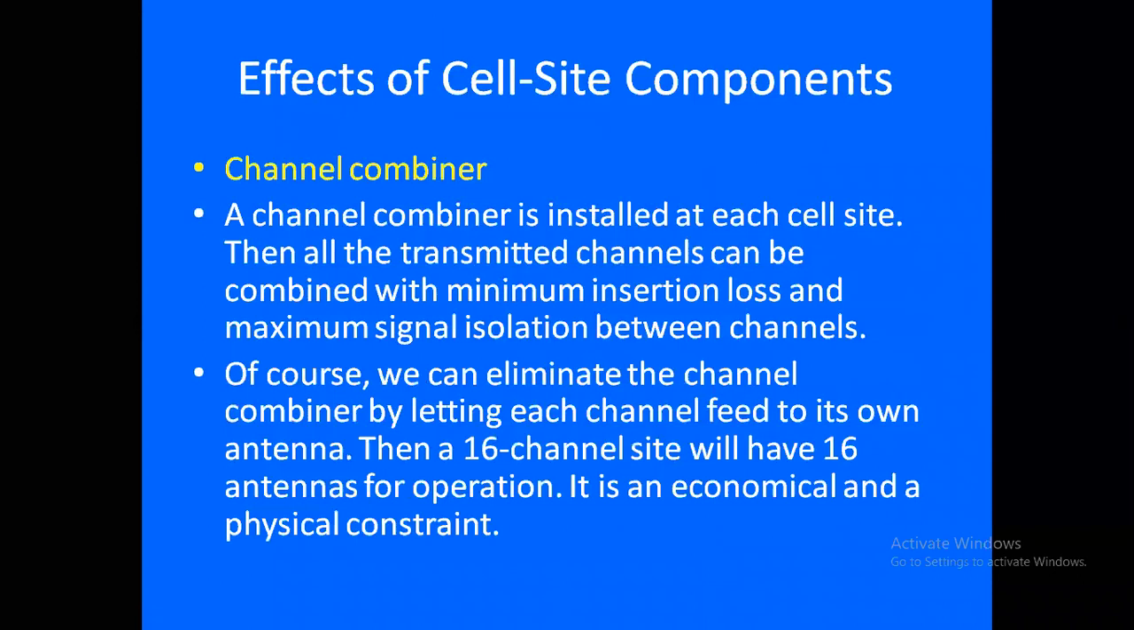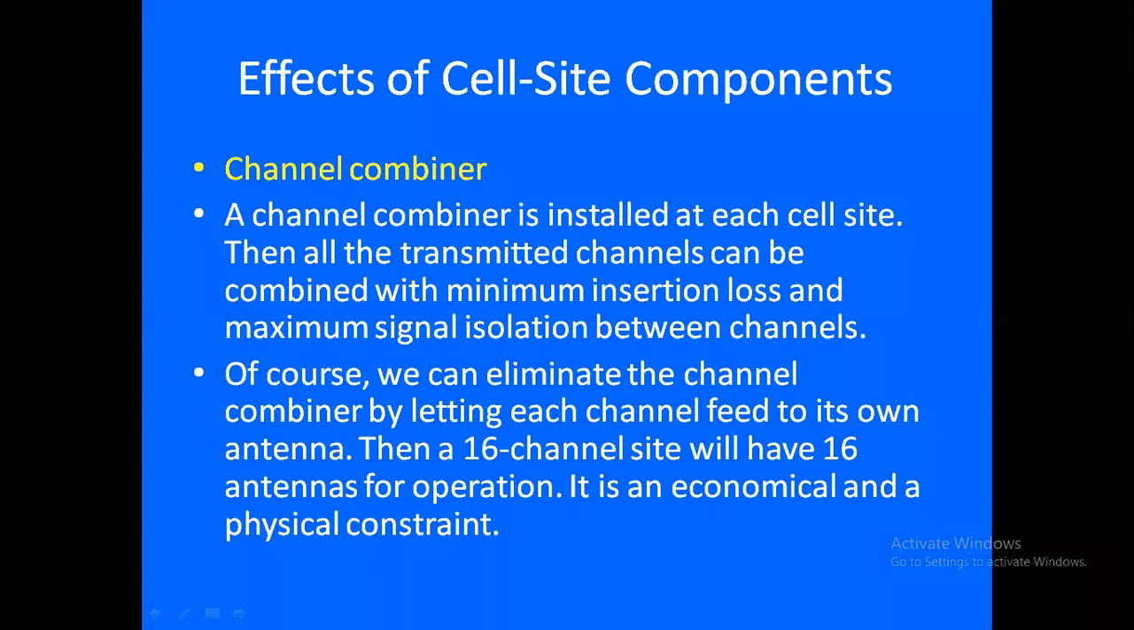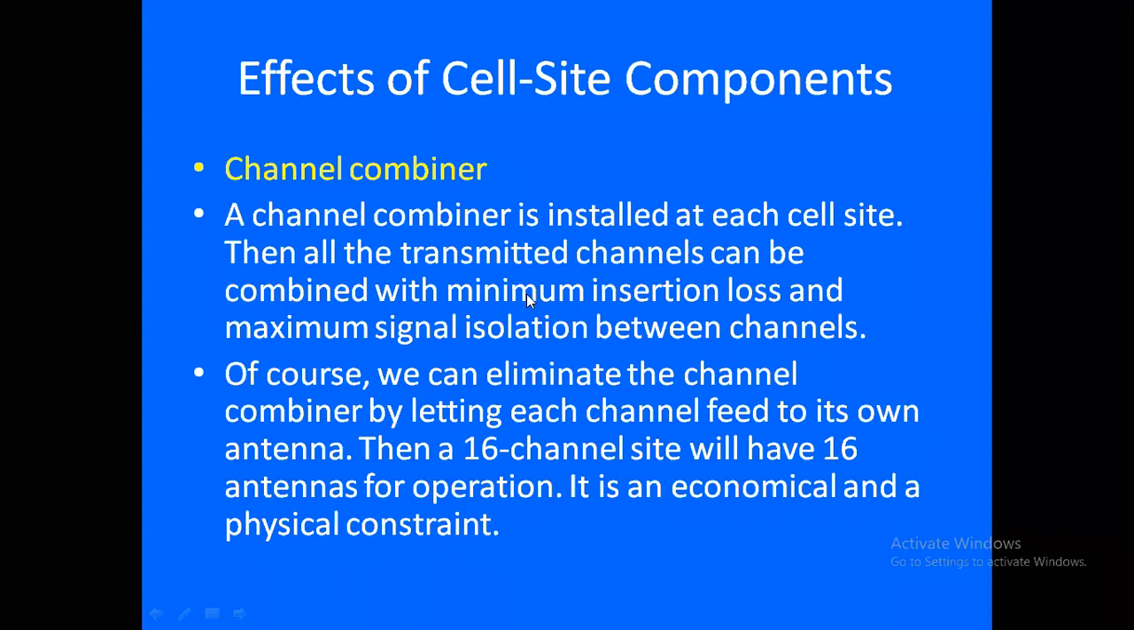A channel combiner is installed at each cell site. We can eliminate the channel combiner by letting each channel feed to its own antenna. Then a 16 channel site will have 16 antennas per operation. It is an economical and a physical constraint.